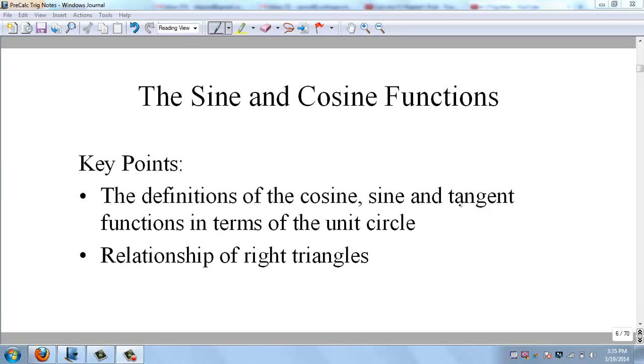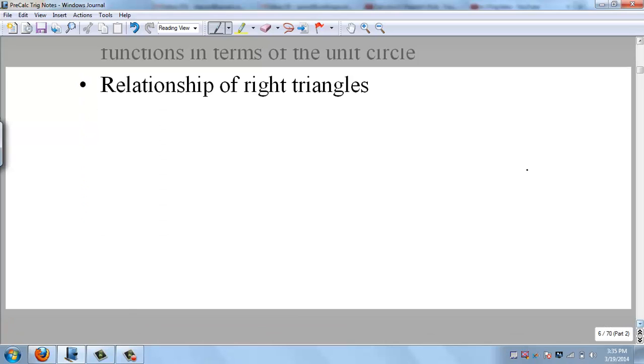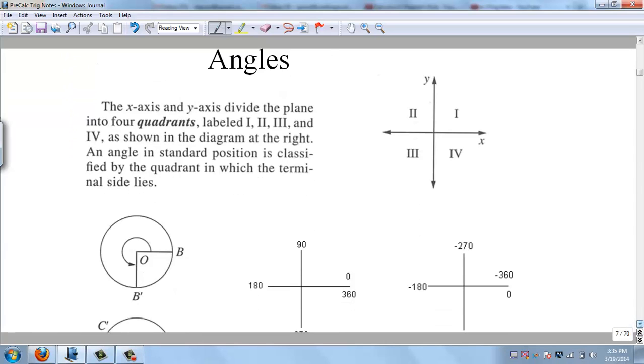Okay, here's Trig Introduction Part 2, and we're going to talk about the sine and cosine functions. And we are going to look at tangent also, but we're looking at the basics of the unit circle and the relationship of right triangles. Again, I'm going over the introduction and going through the basics that I know you did last year, but it will help, trust me. Okay, the first thing we want to do is look at how the quadrants are named.